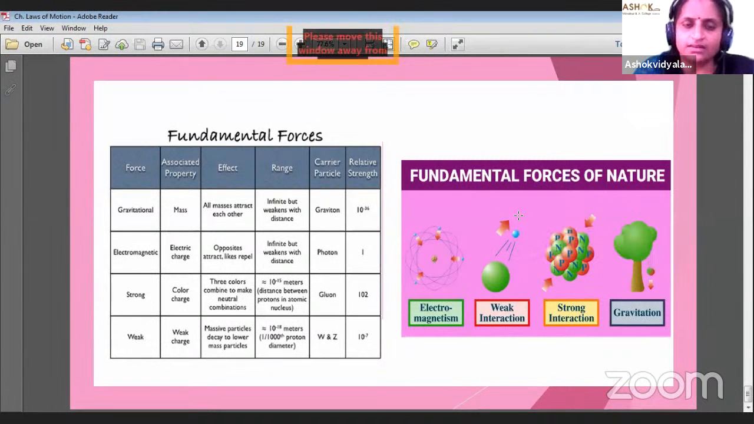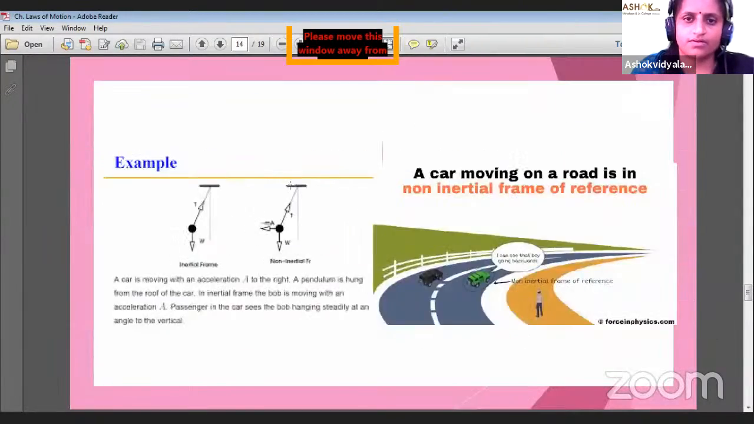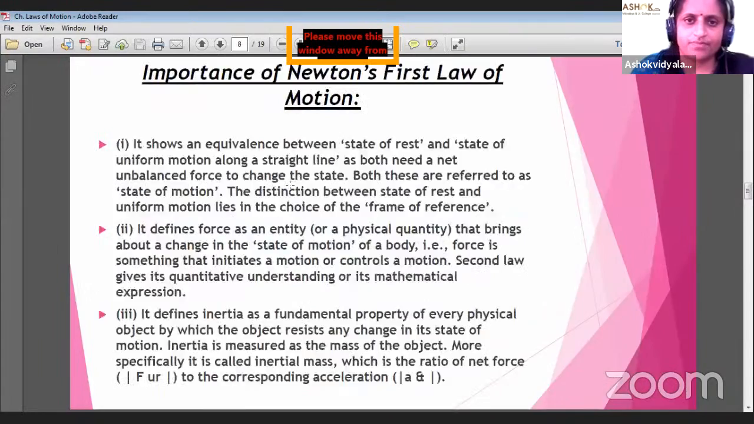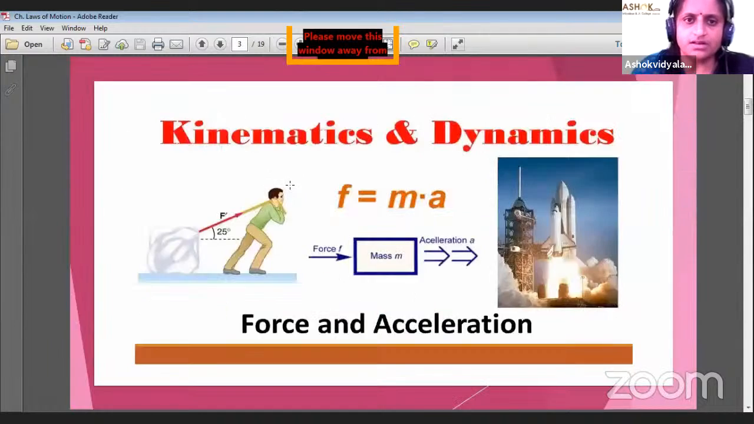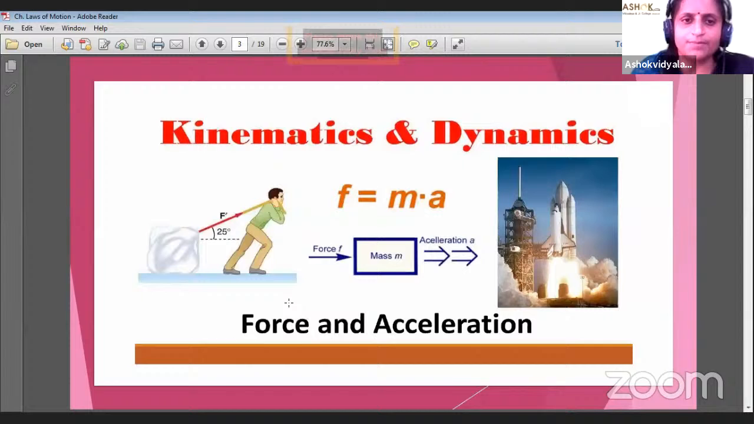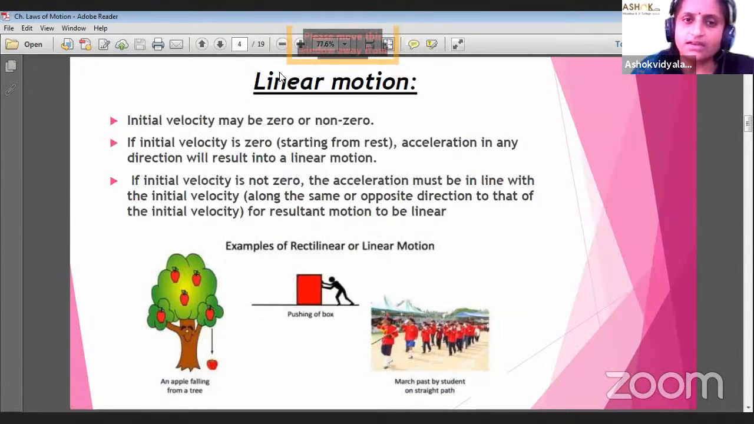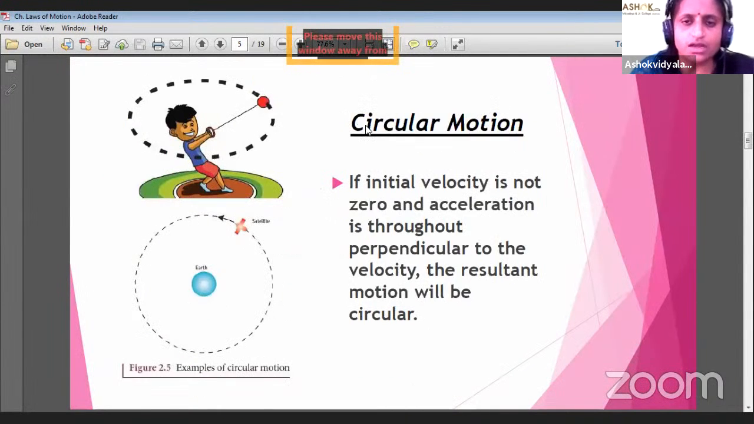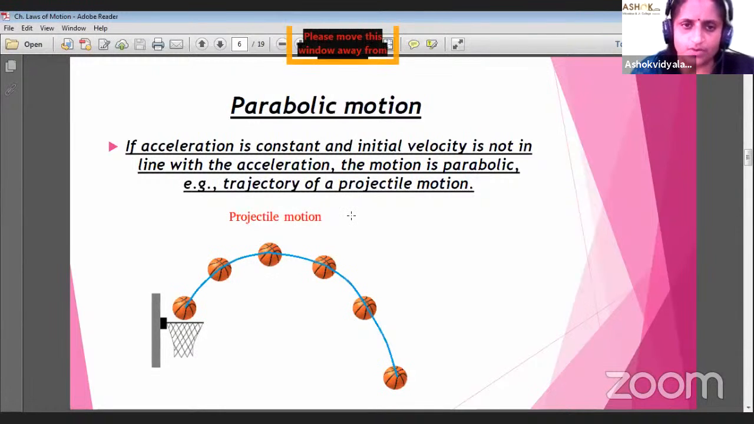In this way, in this lecture, we saw the types of motion. Summary of this lecture. First, there are these branches. Mechanics can be divided into two branches, statics and dynamics. Kinematics and dynamics are again two branches. Then this is the example of kinematics and dynamics. Then there are three types of motion: linear motion, circular motion, and parabolic motion.